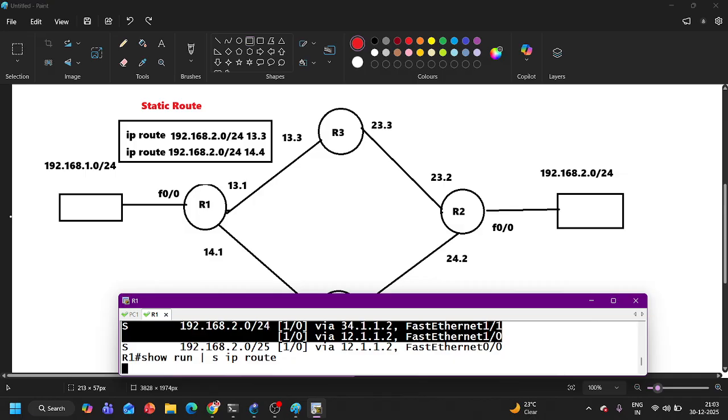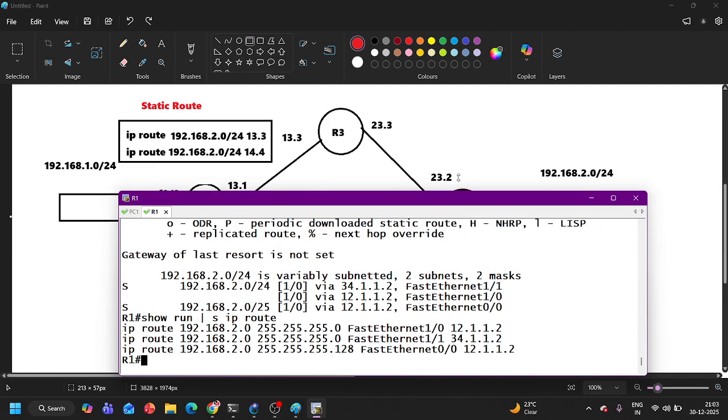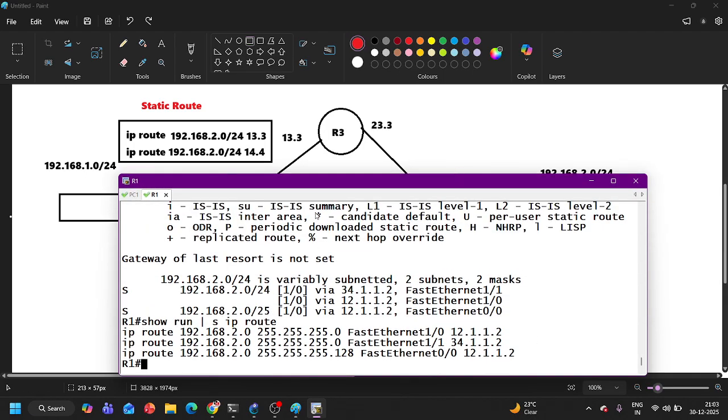So run section IP route. Just give me 1 minute. Till then look at these two tables.